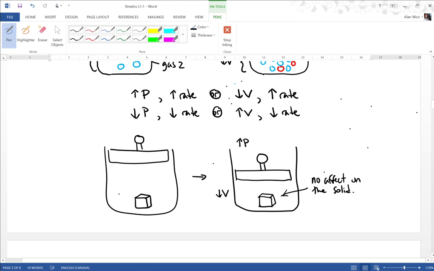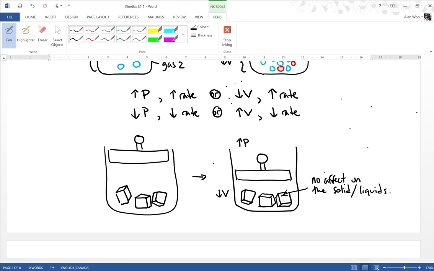You could have more solids here. As long as the change in pressure is just slight, it's not really going to affect solids or liquids. So no effect on solids or liquids. It only affects gases and aqueous solutions in a much greater sense.